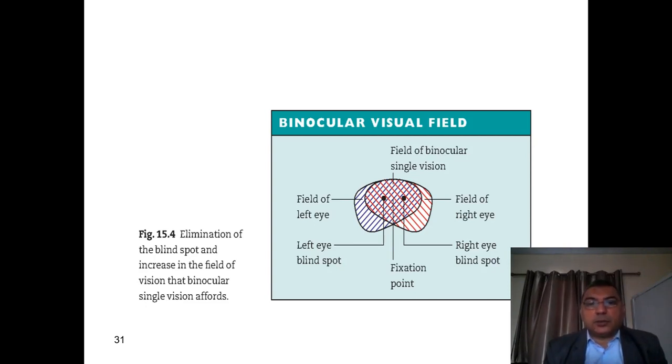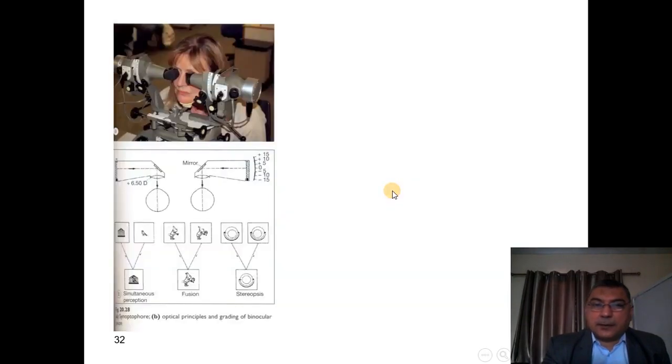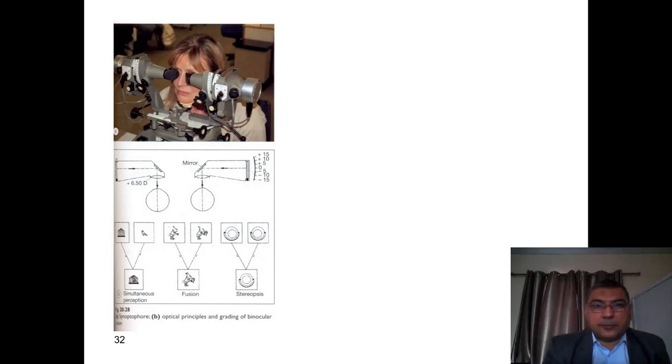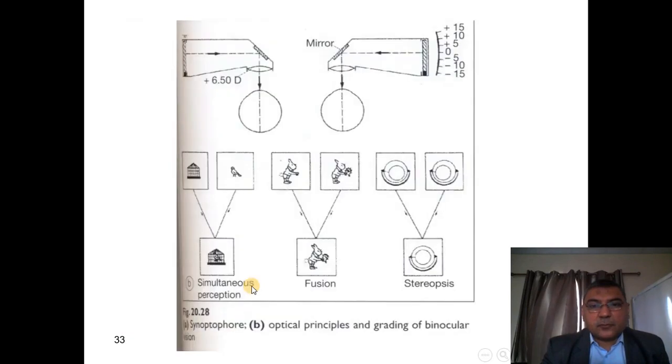Also, there are blind spots in the visual field, which correspond to the optic nerve, because the optic nerve does not contain the photoreceptors, and the blind spot in the right eye is compensated by the visual field in the left eye, and the blind spot in the left eye is compensated by the visual field in the right eye. So this principle of single binocular vision also can be examined by a specific instrument which is called the synaptophore, which tests the stages we talked about: simultaneous perception, fusion and stereopsis.